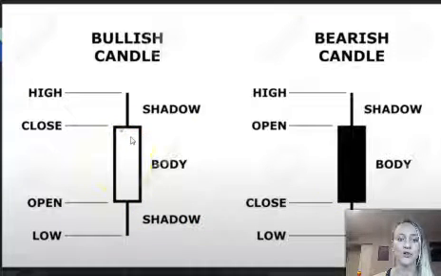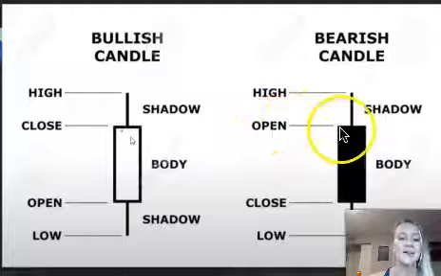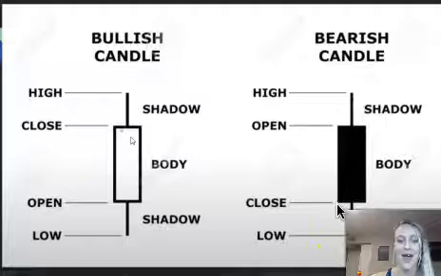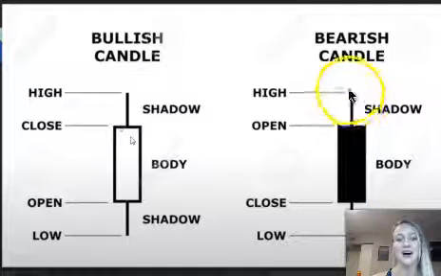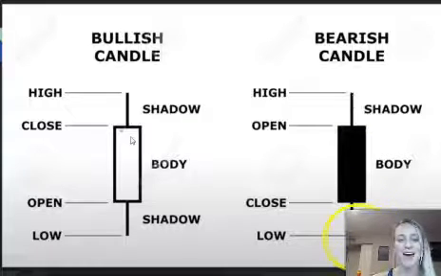Now it's different for if it's a bearish candle, so a red candle. So up top is the open price, at the bottom is the close price. So that's the difference there. And then up top on your wick, it's still the same as the highest price during that time frame and the lowest price during that time frame.